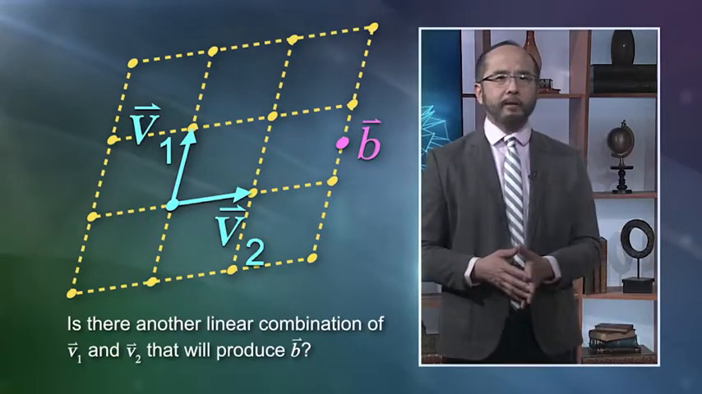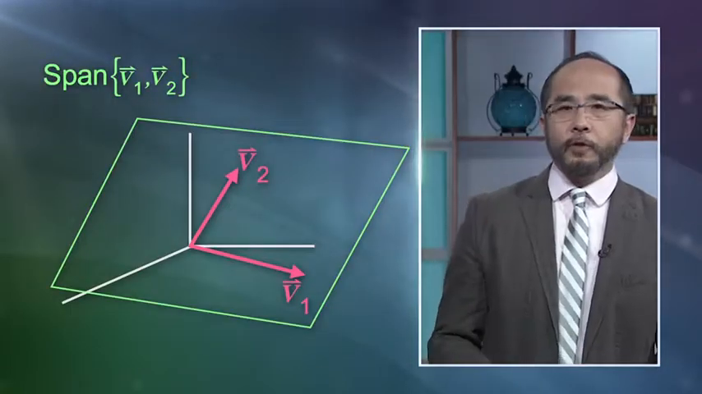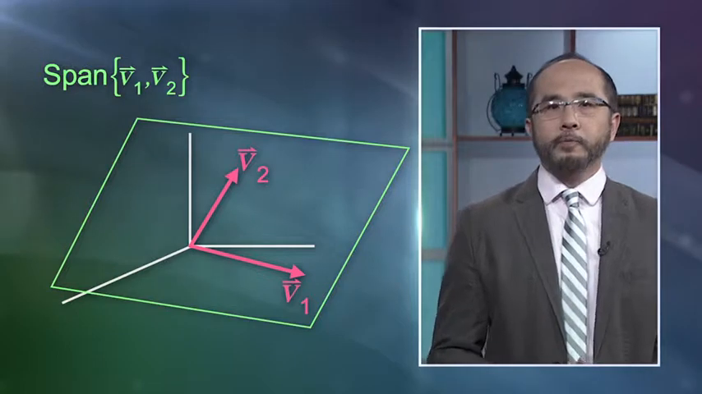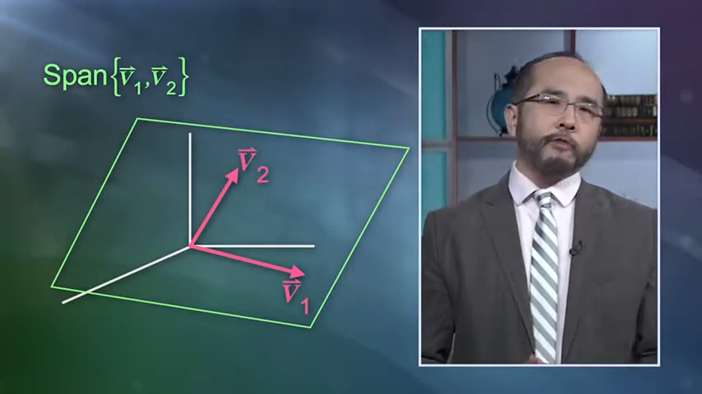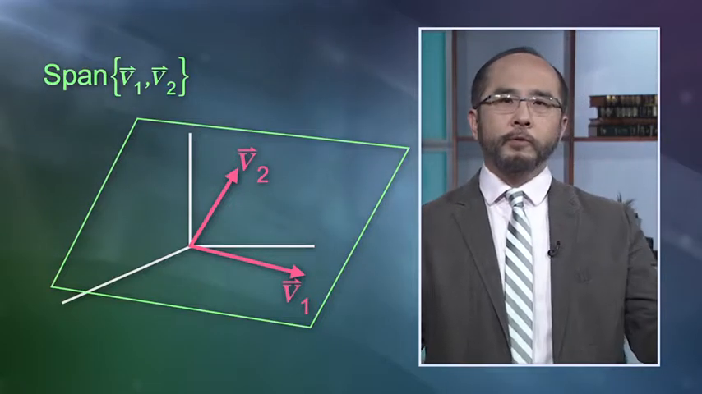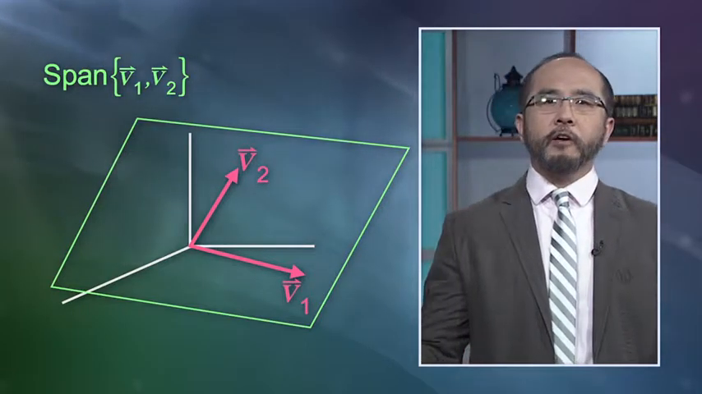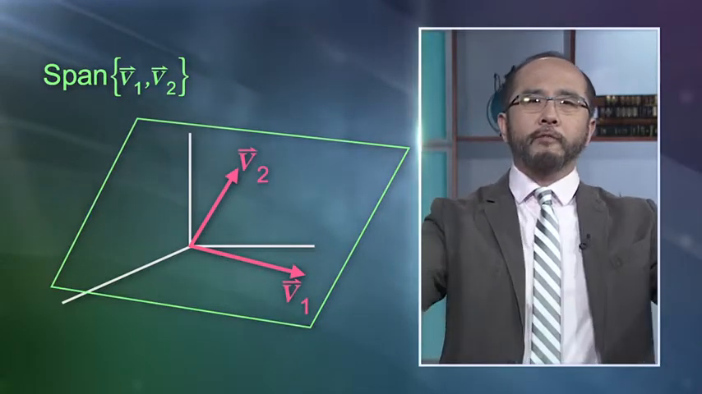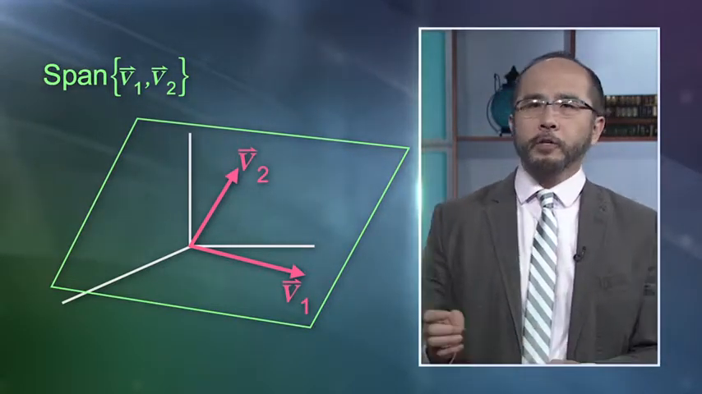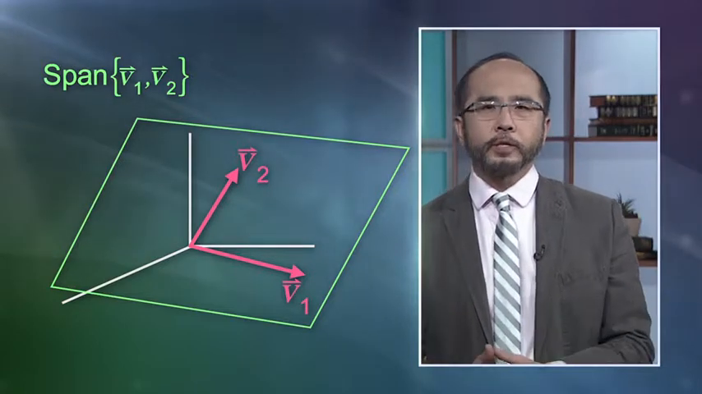I'll let you think about that. Now hopefully thinking about this figure helps you think about what happens in 3 dimensions. If you have 2 vectors, v1 and v2, any linear combination of v1 and v2 will produce a point on a plane containing v1 and v2. And those are intuitively the only points I could reach.